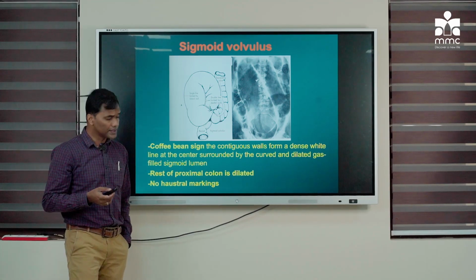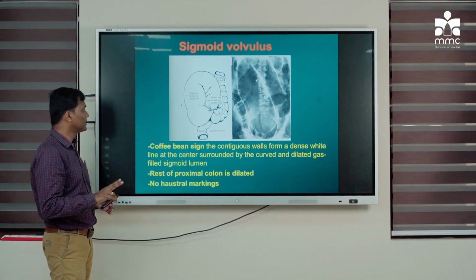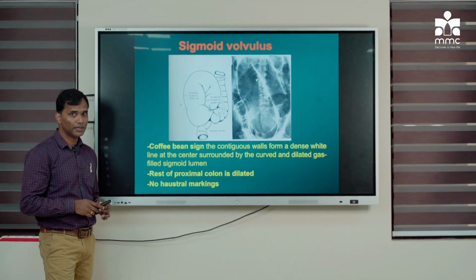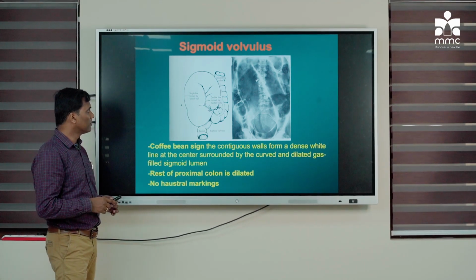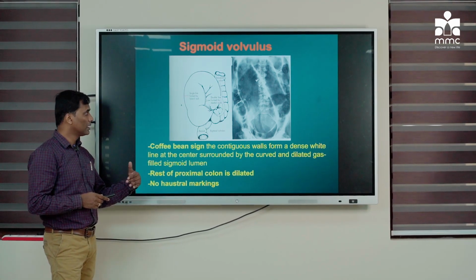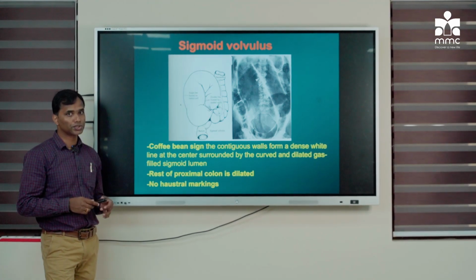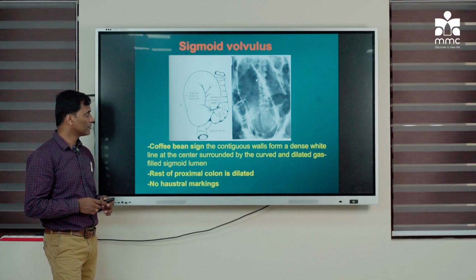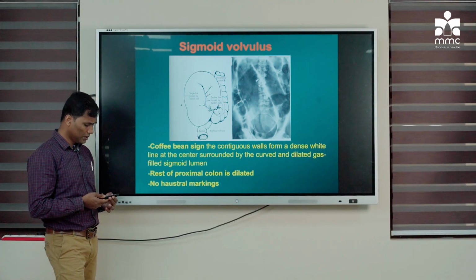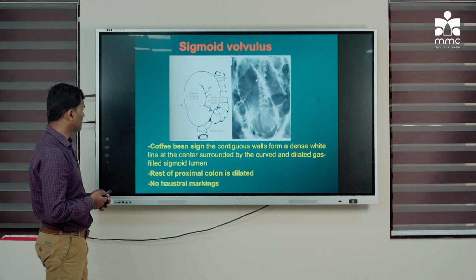Next is sigmoid volvulus. There are two important volvulus here: one is sigmoid volvulus and the other is cecal volvulus. In sigmoid volvulus, since it is a distal twisting of the sigmoid, there will be proximal dilatation of the rest of the colon. Whereas in cecal volvulus, the distal colon gets collapsed.